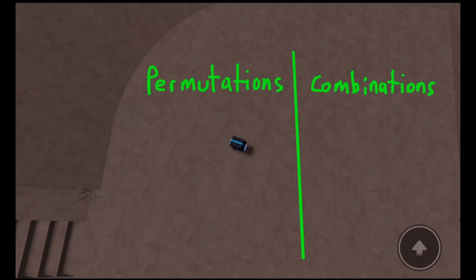In today's video, we're going to talk about permutations and combinations, which both talk about the number of ways that I can arrange objects, but there's a difference between them. Let's talk about permutations first.